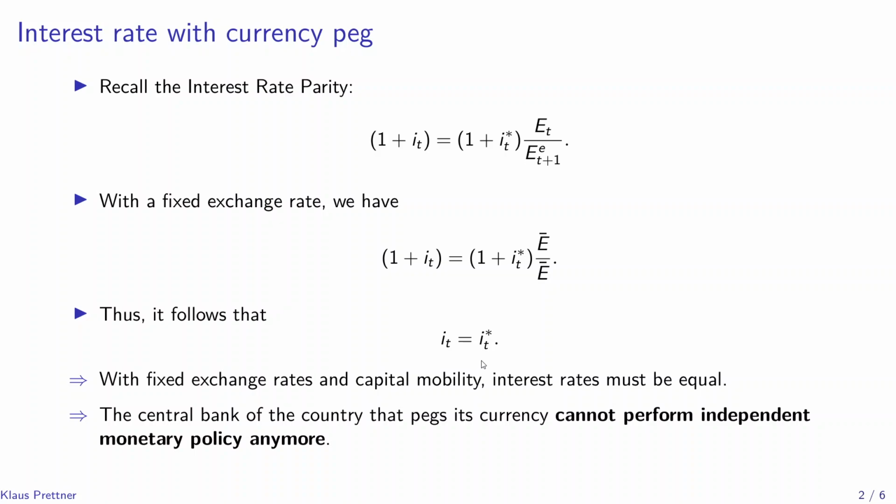So the interest rate of the home country, if it pegs the currency to another country, will be equal to the interest rate of this other country. So the central bank of the currency that pegs to the other currency cannot perform independent monetary policy anymore. It's tied to the interest rate settings in the other country.